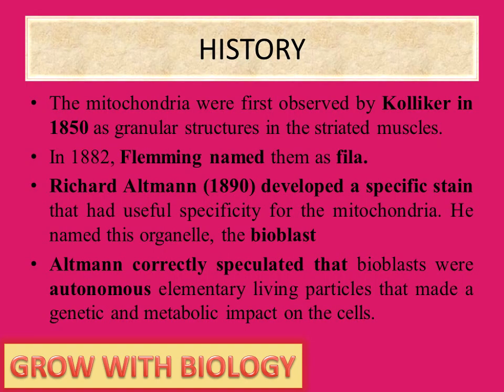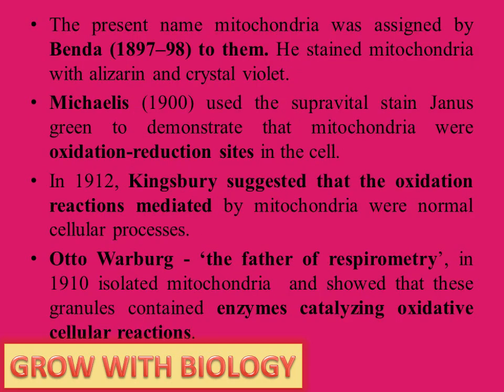When we look at the history, it was first observed by Kolliker in 1850 and it was named as Fila by Fleming in 1882. Richard Altmann developed a specific stain which he used to stain mitochondria. Then Altmann correctly speculated that mitochondria is an autonomous organelle. The present name mitochondria was given by Benda.